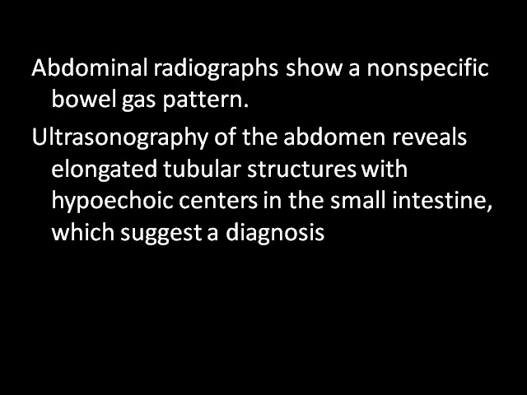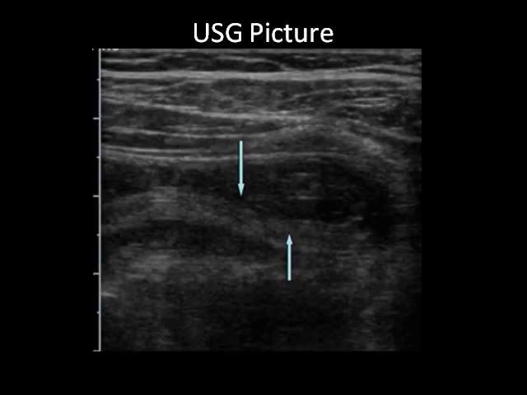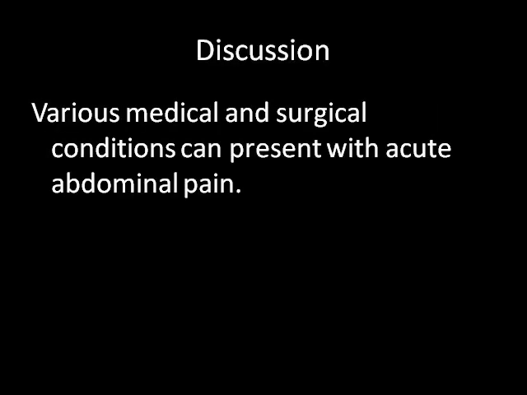Ultrasonography of the abdomen shows elongated tubular structures with a hypoechoic center in the small intestine, which suggested the diagnosis. The picture is shown there, and the arrow marks show the structure I mentioned just now. Another simple study confirms the diagnosis. Think about it. Write down your diagnosis immediately after hearing this.